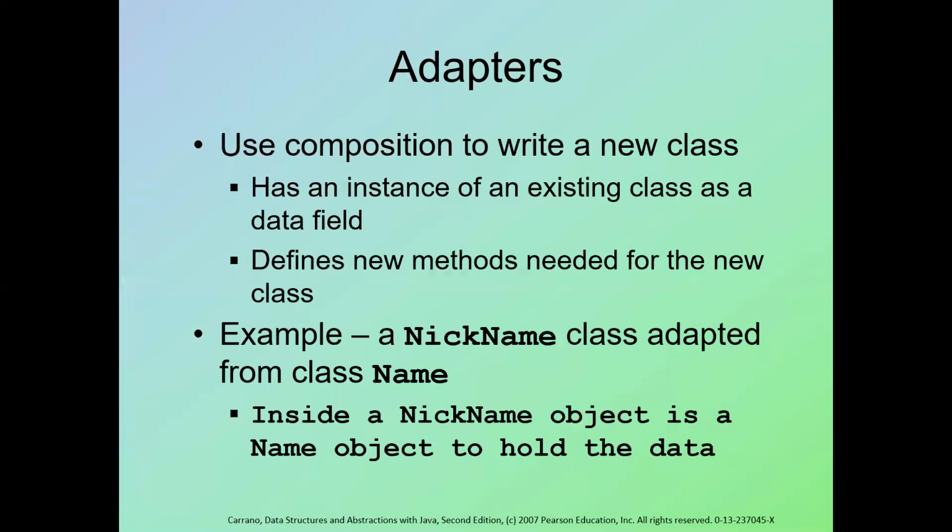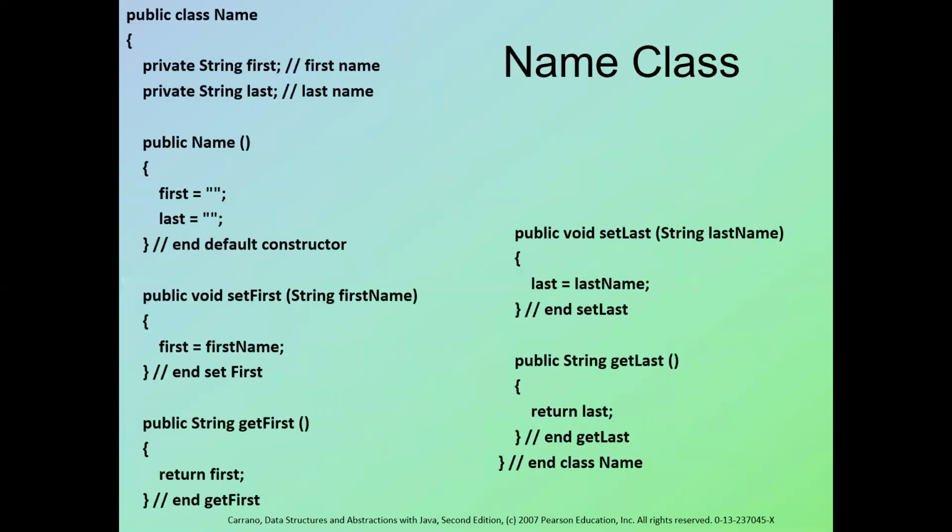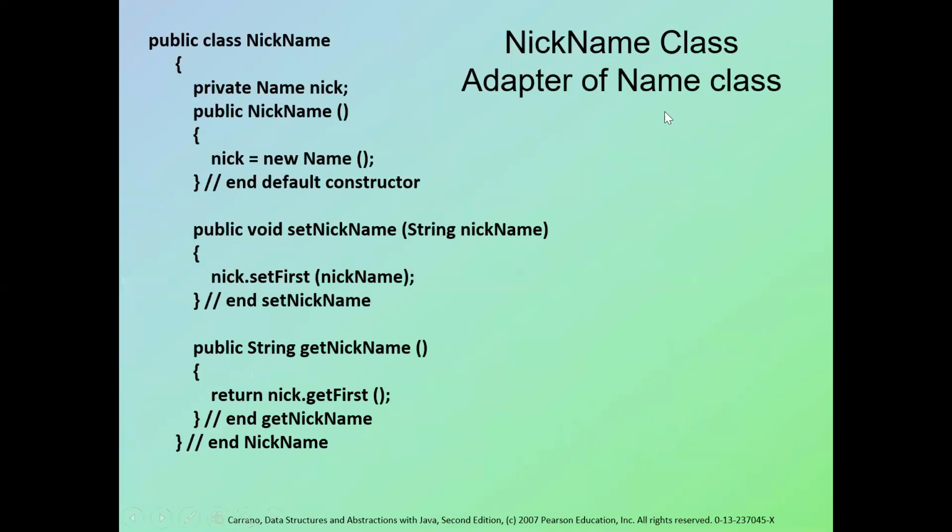So here's an example of a Nickname class adapted from class Name. Inside a Nickname object is a Name object to hold the data. So here's the Name class, which has all these different fields and members, and then here's Nickname. A Nickname has a private Name and a constructor that just makes a new Name or initializes it to something. And a nickname is really just a single word. So a nickname is like a one-word name, like Madonna, right? Madonna is a nickname for what's Madonna's real name? Does anybody know?